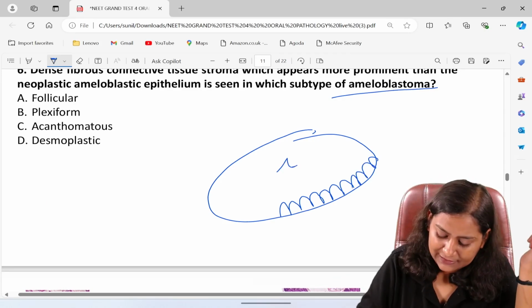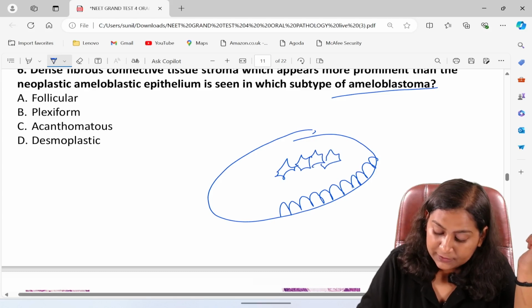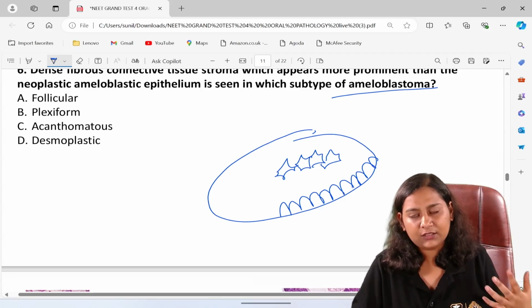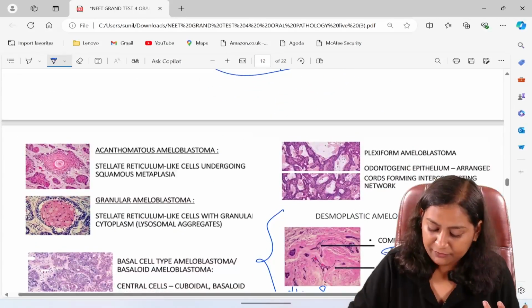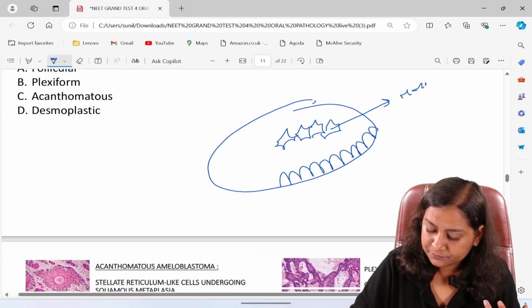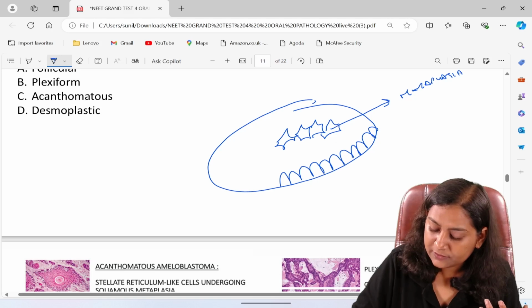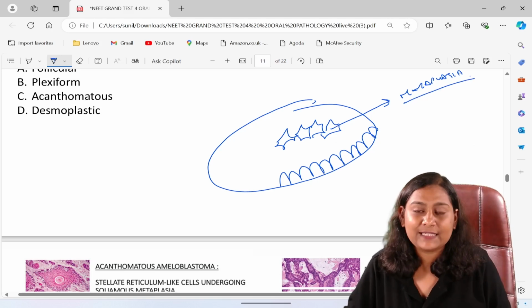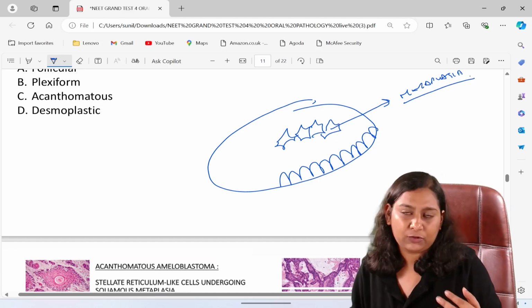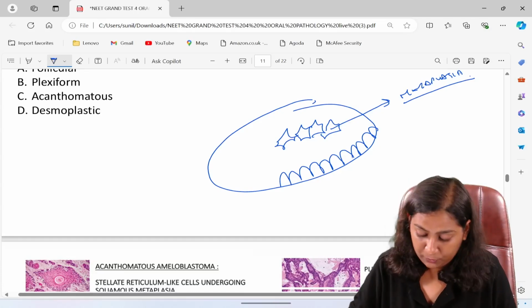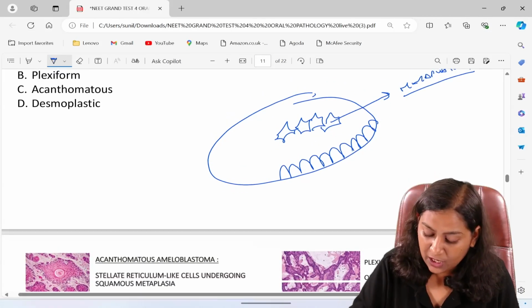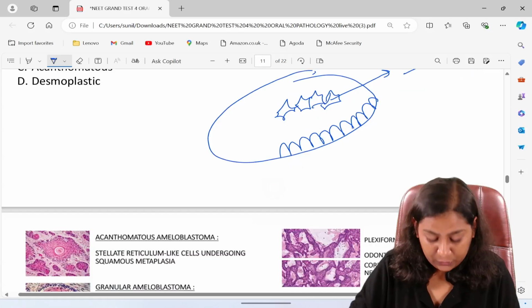Okay, and in the center they have stellate reticulum like cells. Now what happens? How are the other ameloblastomas formed? If metaplasia occurs in these stellate reticulum like cells, it will result in three histopathological variants of ameloblastoma.